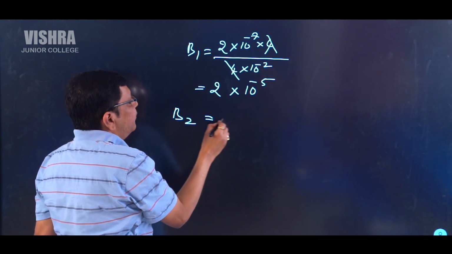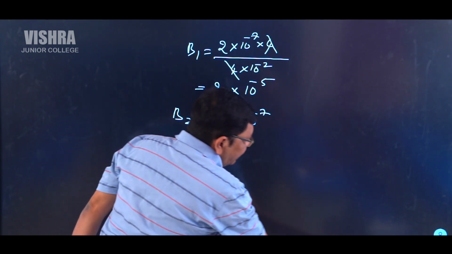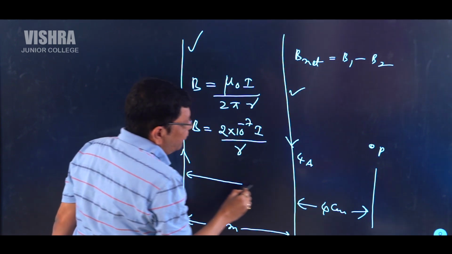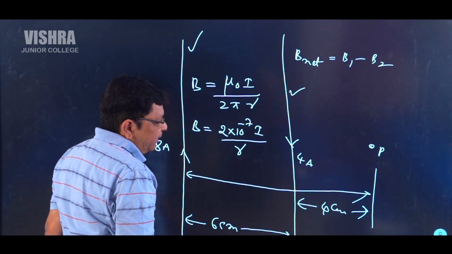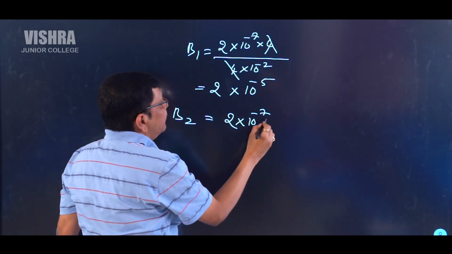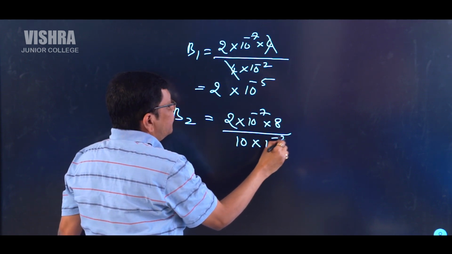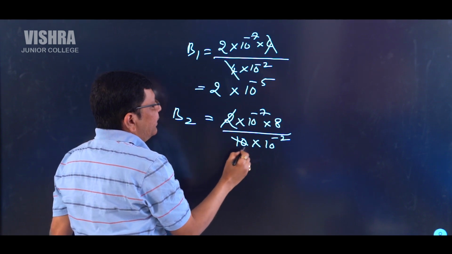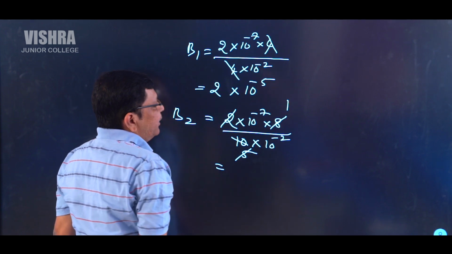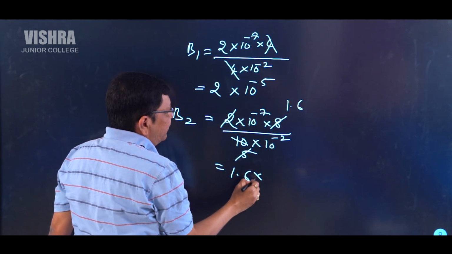Due to the second one, mu naught by 2 pi is 2 into 10 power minus 7, and the current in the second wire is 8 ampere, and the distance from the second wire to point P is 10 centimeter, that is 10 power minus 2 meter. So 2 fives are 10. Here 5 ones are 8 minus 5 is 3, 1.6. So this is 1.6 into 10 power minus 5.